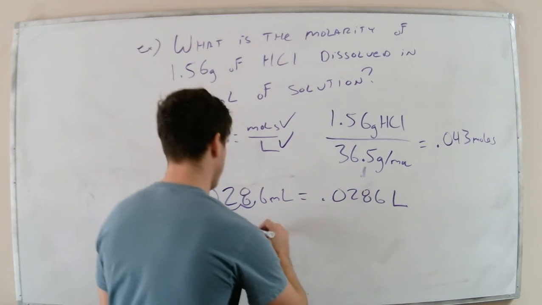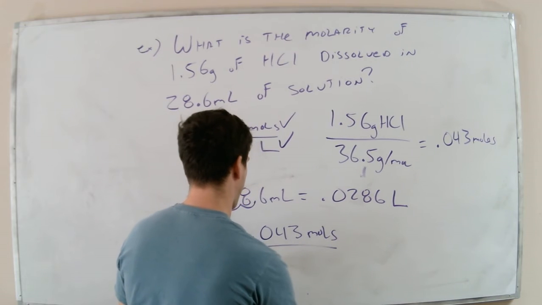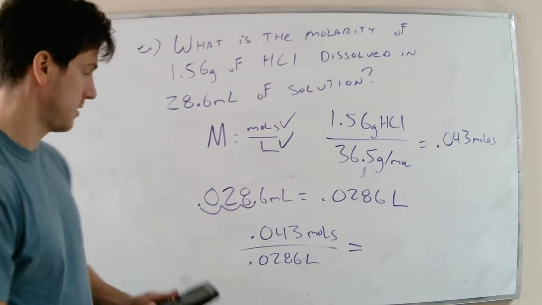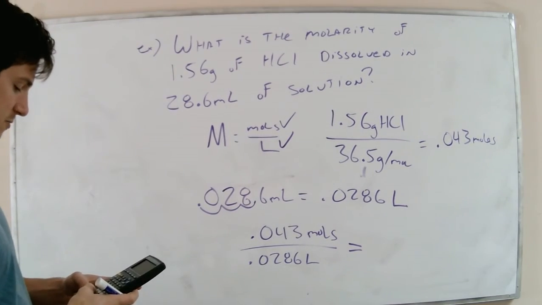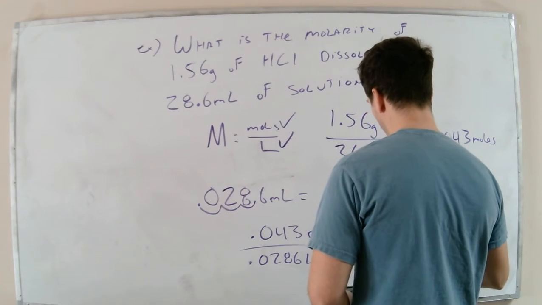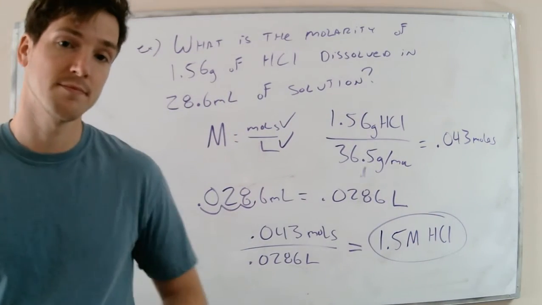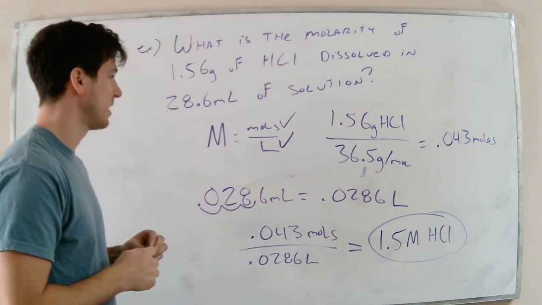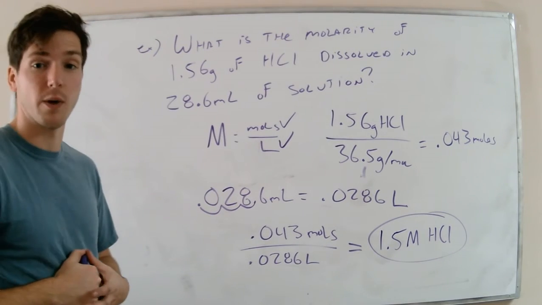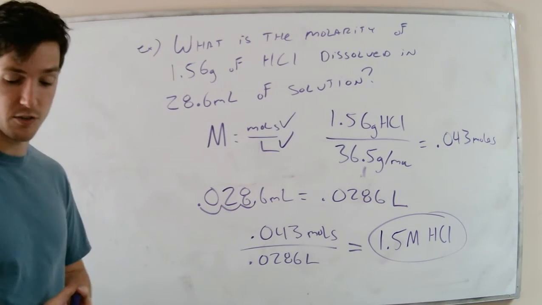And that's just plug and chug time. We'll take 0.043 moles divided by 0.0286 liters, and that will give me a molarity of 1.5 molar HCl. Okay, not that very strong, okay? 6 molar HCl doesn't even eat your skin, but 12 molar HCl will. Okay, 1.5, not too bad. Maybe a little itching on your hand, but nothing too serious, okay?